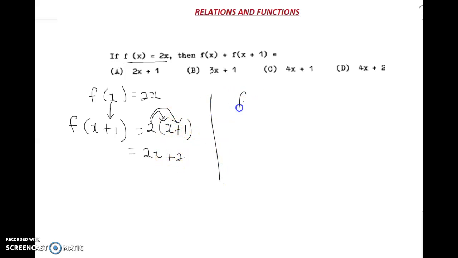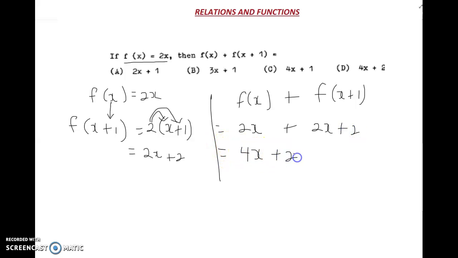So now, f of f of x plus 1 would be f of x is 2x, and my f of x plus 1, which we just found, is 2x plus 2. So my answer is 4x plus 2, which is this one here. The 2 got cut off at the end there, right? Again, any questions, comments, feel free to ask.